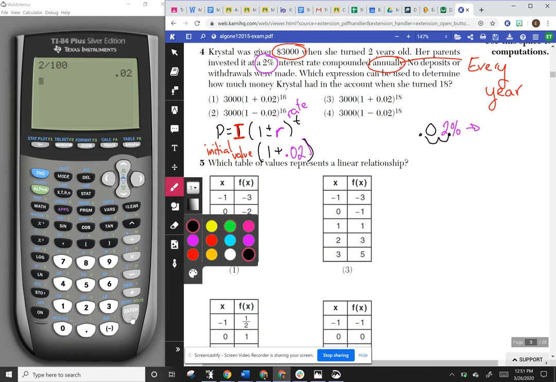And then your T is your time. Now you've got to be careful with the time, right? This said it's compounded annually, and how much money does Crystal have in the account when she turns 18, right? So you might jump and say, oh, 18, that's 18 years. But when was the money put in the account? It was put in when she was 2 years old. So that's actually a difference of 16 years. So our answer choice here is 1.